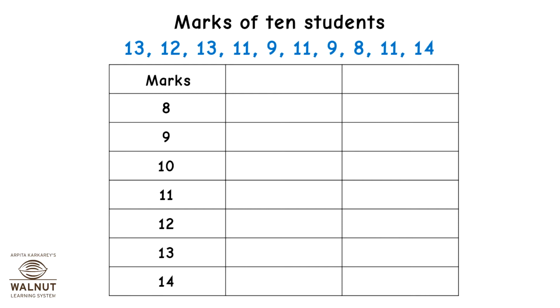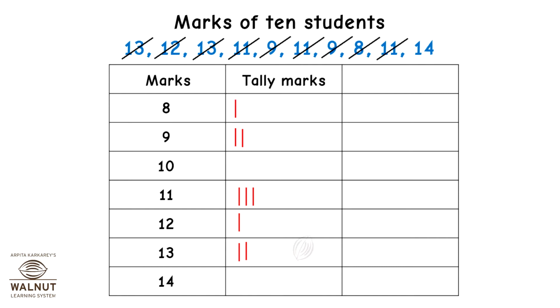In the first column we will write the marks. In the second column we start the counting. Look at the first number. It is 13. So we put a mark for 13 and cancel it out. We then look at the second number. It is 12. So we put a mark for 12 and cancel it out. Look at the next number. It is 13. So we put a mark there and cancel it out. Do this for all the numbers. Then, count the tally marks and write the number of students in the last column.